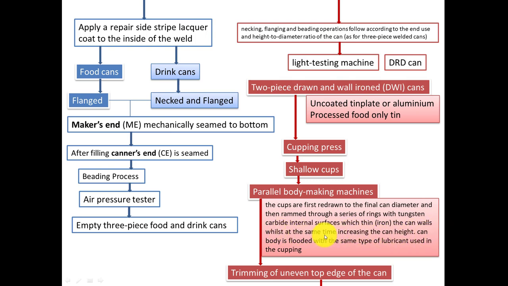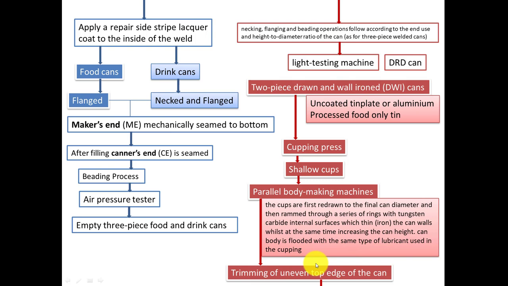So if we obtain a higher can height, then we have to go for this DWI can, and the can body is flooded with the same type of lubricant used in the cupping process. In the whole process, inside the can rings are rotating, and when they are doing thinning, there is friction, and due to friction there is heat generation. Just to control that heat, this lubricant is continuously flushed, or you can say sprayed, inside the can, just to lower the temperatures. Now your can is ready, having one end intact.